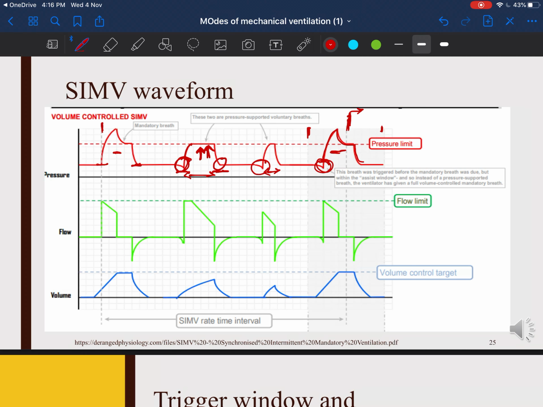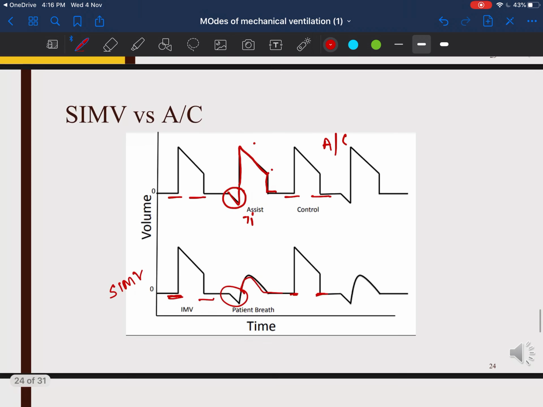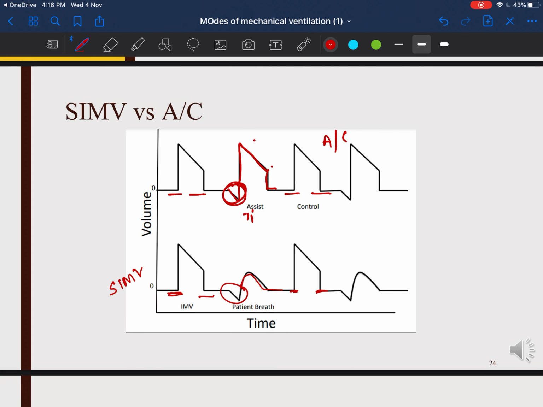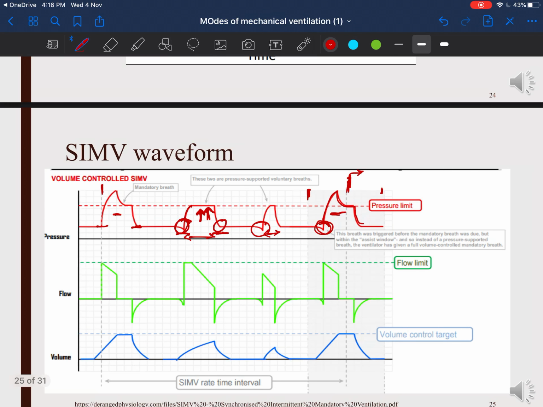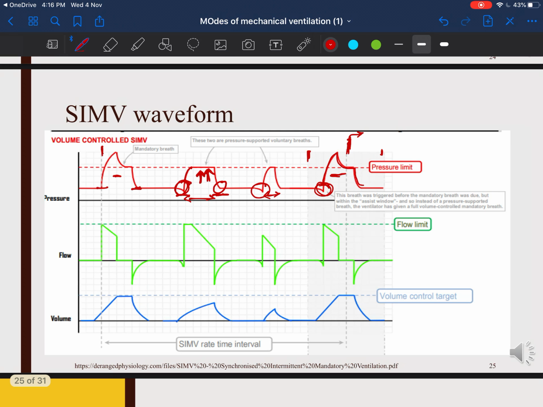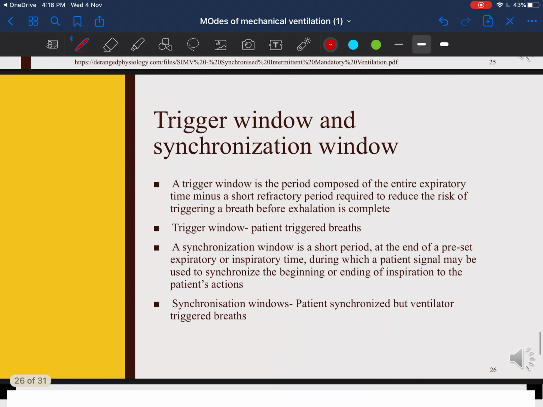So, basically in assist control, even if the patient triggers a breath, the timing is not determined by the patient but by the ventilator. Whereas in SIMV, if the patient has triggered a breath, the patient can determine the timing also. Whereas if the breath is by the synchronization window or the assist window, then the timing, everything will be similar to that of a mandatory breath. So, that is your synchronized mandatory breath.